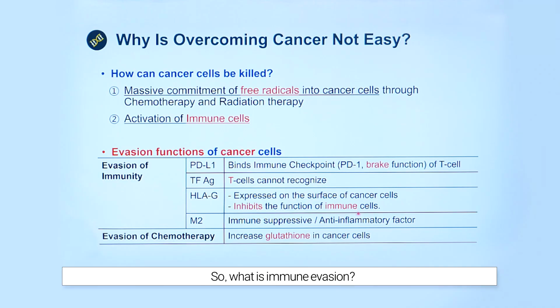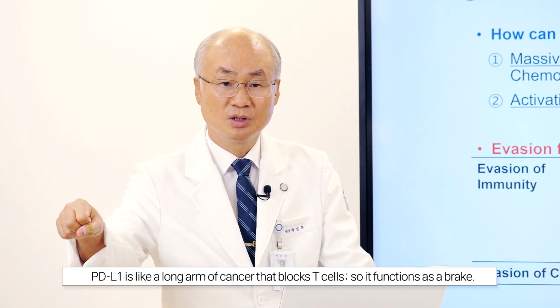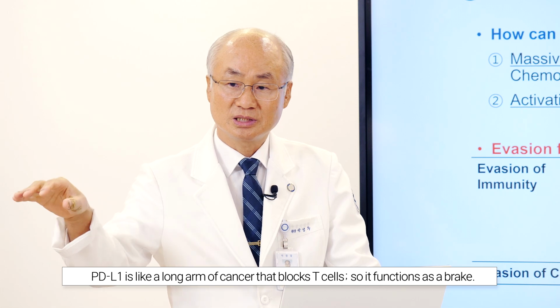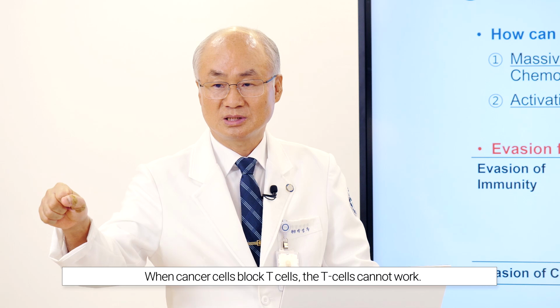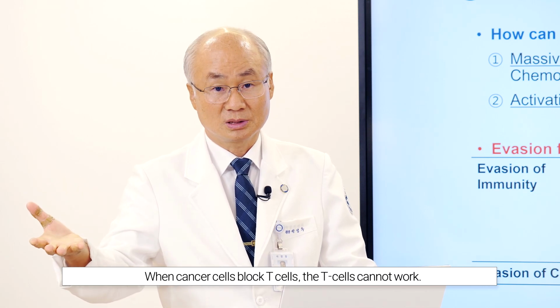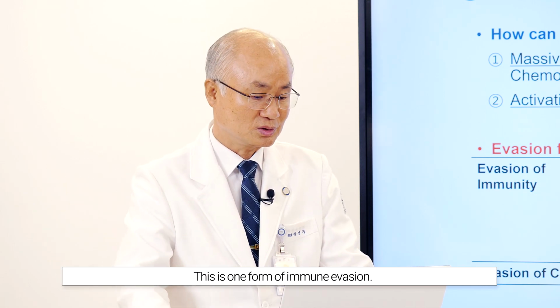So what is the evasion of the immunity? First, we think about PD-L1. PD-L1 is some kind of long arm to block the T cell brake function. So the cancer will block the T cell, then the T cell cannot work. Okay, this is one kind of immunity evasion.